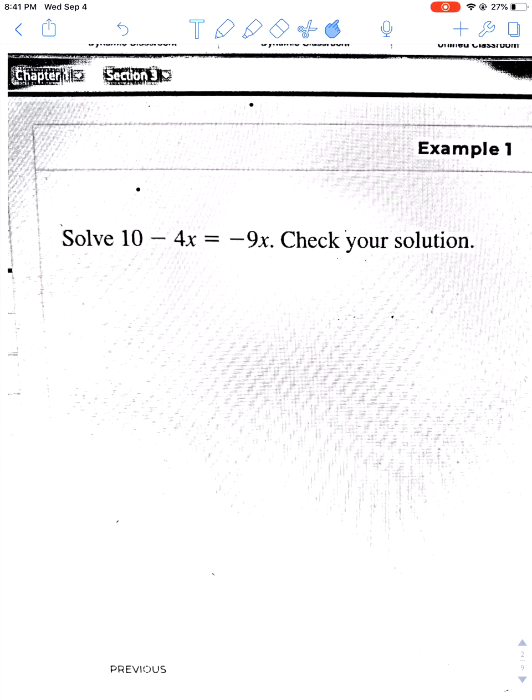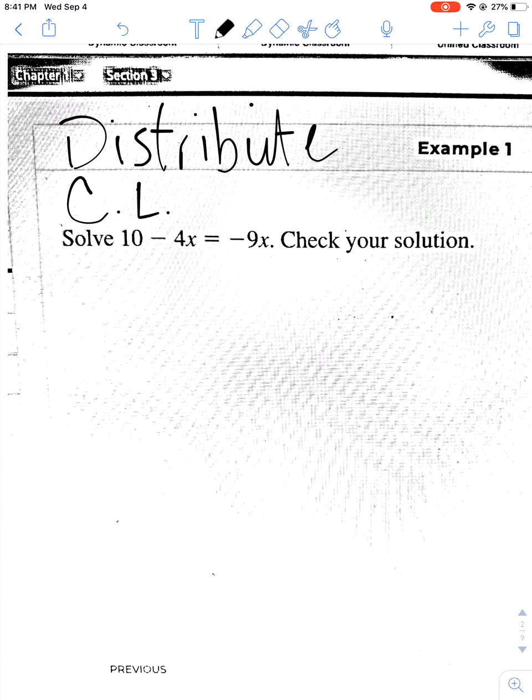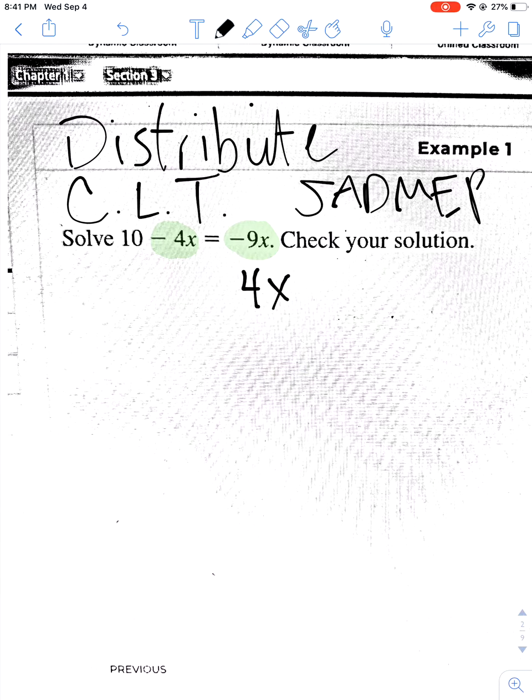Now, if you remember from last time, we had 3 things we had to be able to do. We had to be able to distribute, combine like terms, and SADMAP. So if I look here, I want to figure out some way to move this over here. I need to get this 4x over here. Well, whatever we do to one side, we've got to do the other. If I make this a positive 4x on both sides, well, look at that. I get some cancellation. So that leaves me with just 10 here.